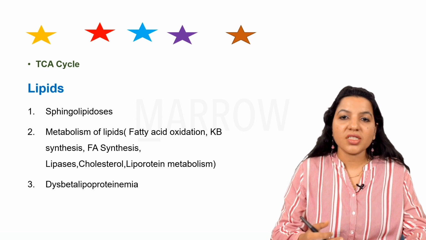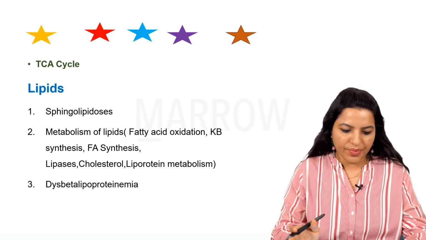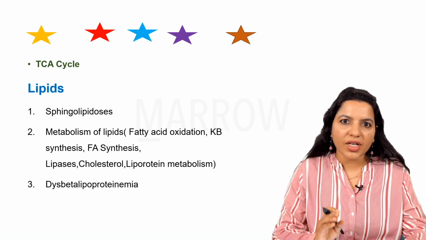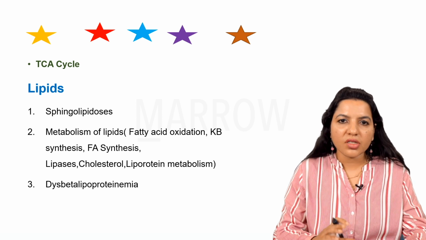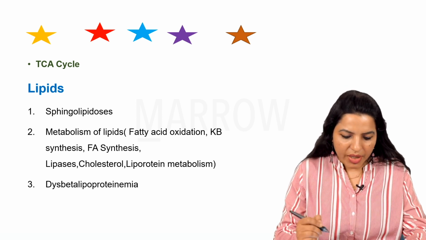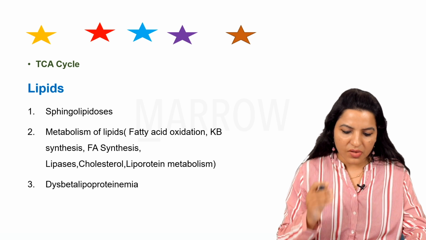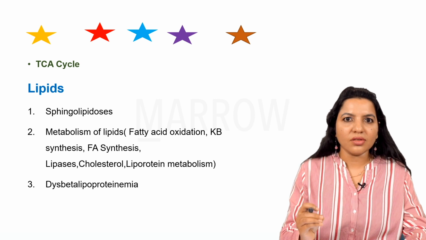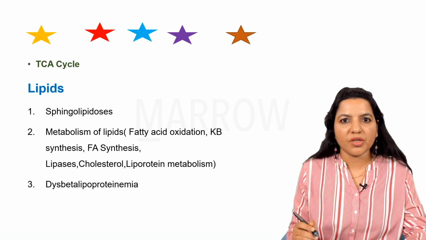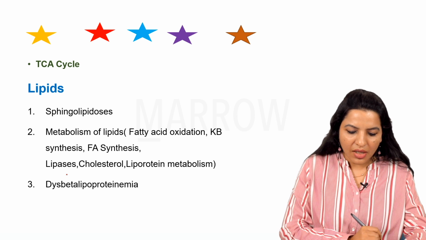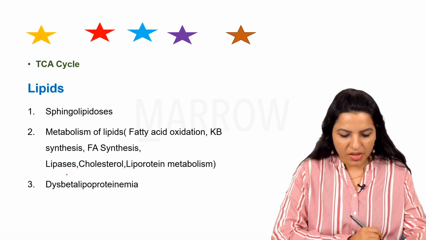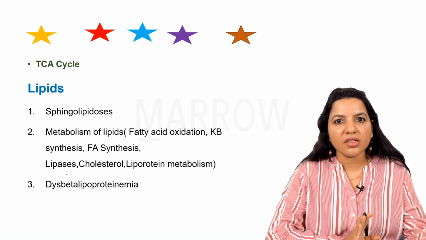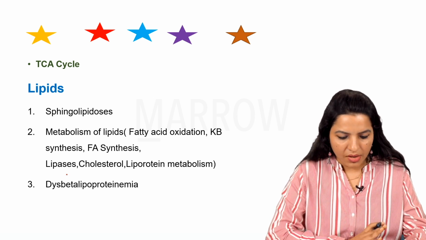Then bioenergetics: the TCA cycle is a 5-star topic. In the chemistry of lipids, I'll give 5-star to sphingolipidosis, which is a lysosomal storage disorder. Then metabolism of lipids: fatty acid oxidation, very, very important. Ketone bodies, fatty acid synthesis, then hormone sensitive lipase and lipoprotein lipase, cholesterol and lipoprotein metabolism, along with dyslipoproteinemia. These are the 5-star topics in the lipids.